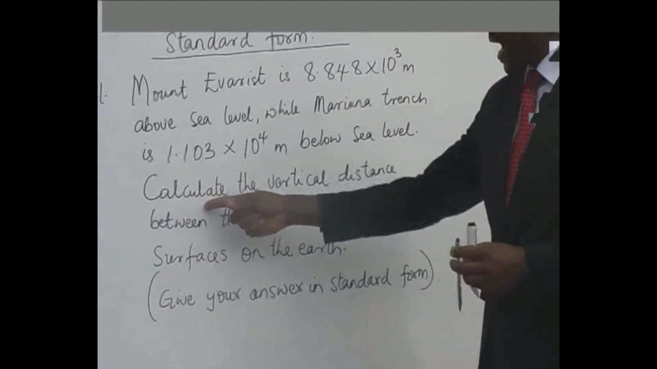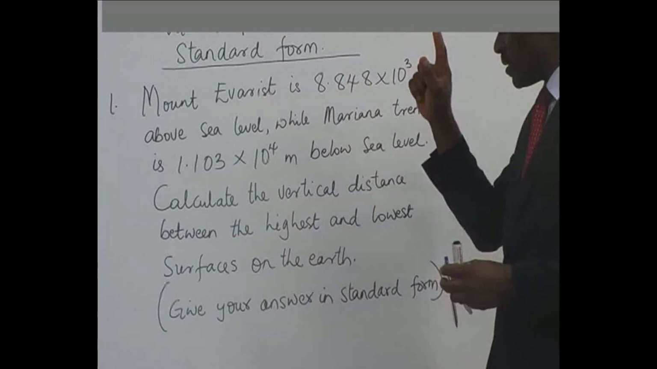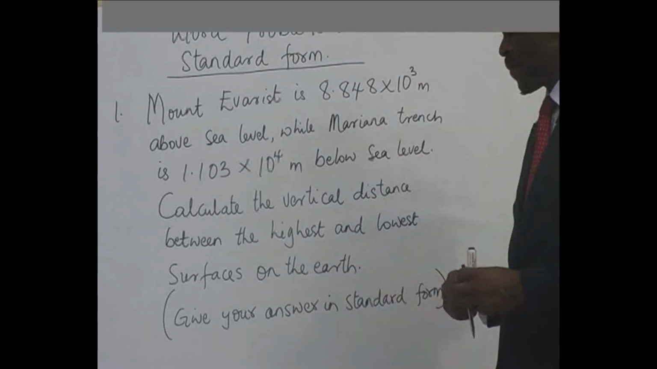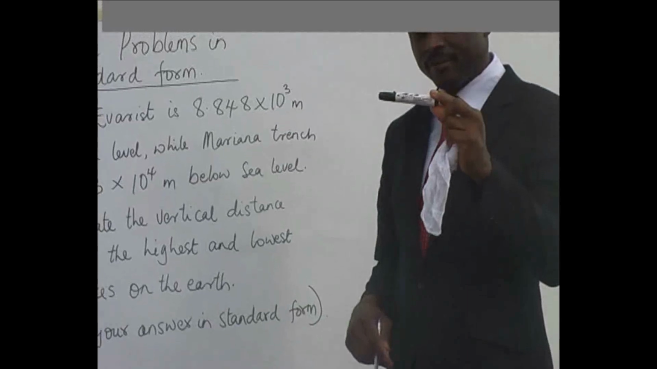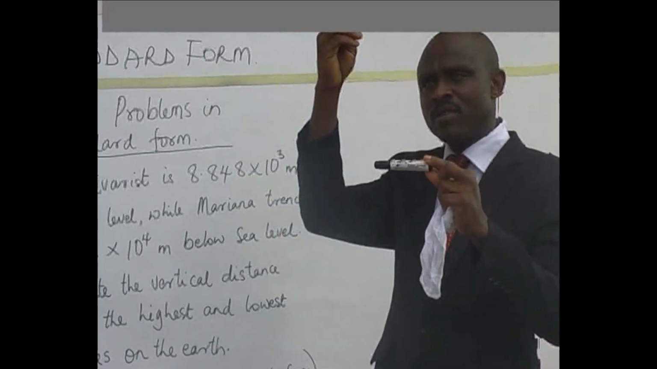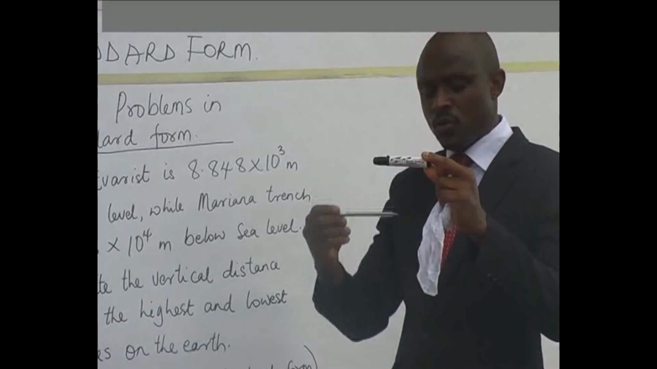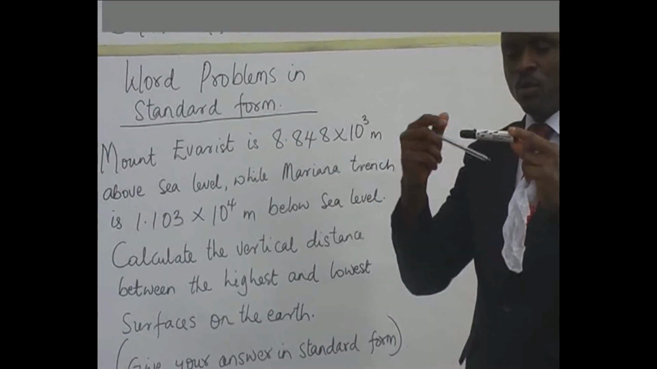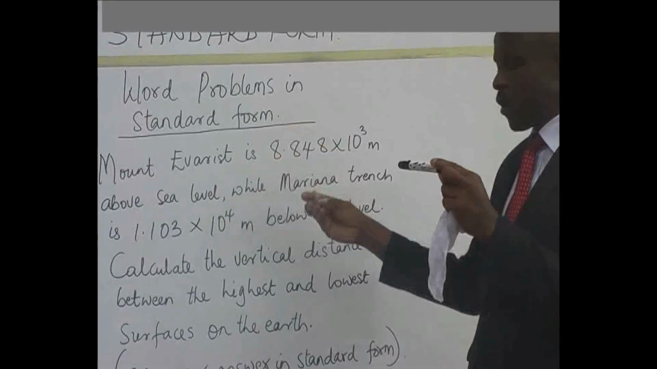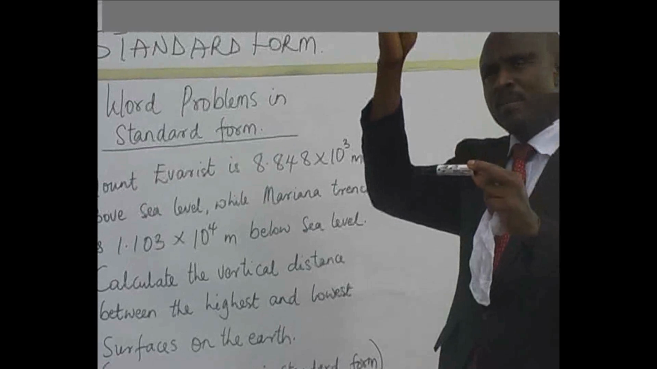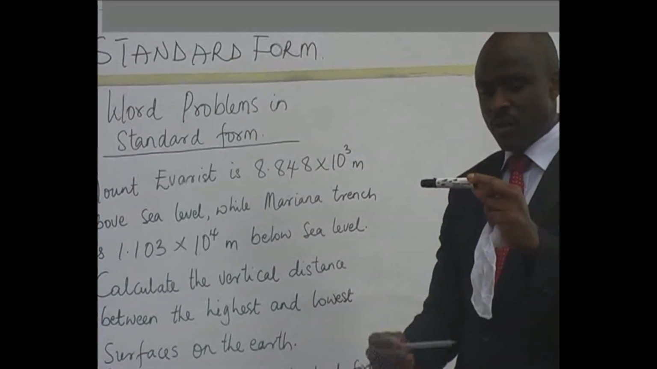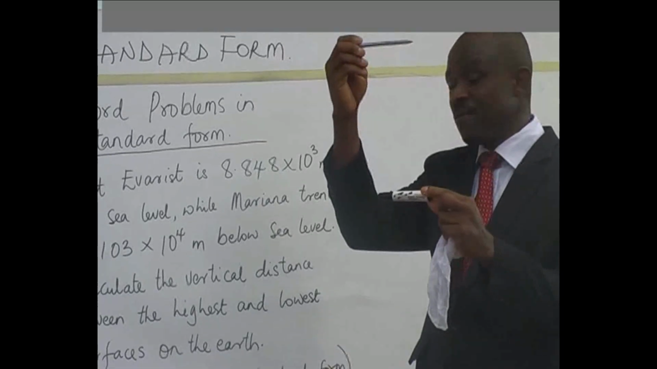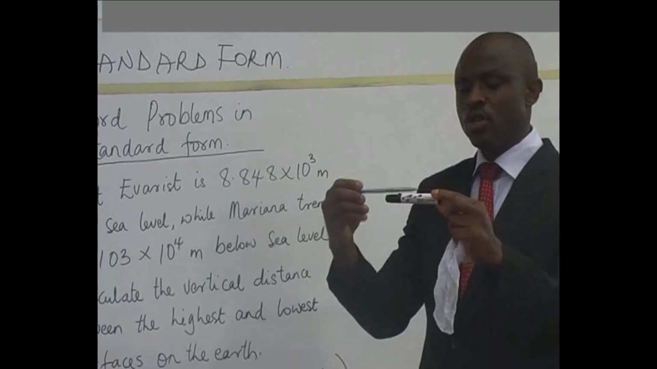Now, you are asked to calculate the vertical distance between the highest, which is Mount Everest, and the lowest surface, which is the Mariana Trench on the Earth. For instance, if this is the sea level, Mariana Trench is here, and Mount Everest is somewhere here. So if from here to the Mariana Trench is this figure, and from this sea level to Mount Everest is this figure, if you want to calculate from Mariana Trench to Mount Everest, that means the depth of Mariana Trench plus the height of Mount Everest. That will give you the vertical distance between the lowest surface of the Earth to the highest surface of the Earth.